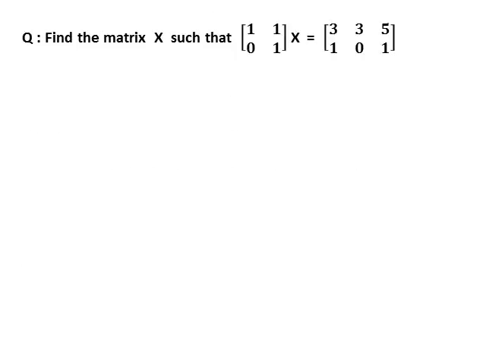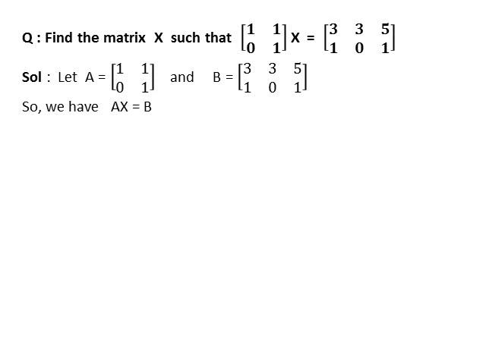Let's discuss one more question. In this question, the product of the given square matrix of order 2 with matrix X is equal to a matrix of order 2 by 3. First, denote the square matrix of order 2 with A and the matrix of order 2 by 3 written on the right hand side with B. So we have AX equals B.